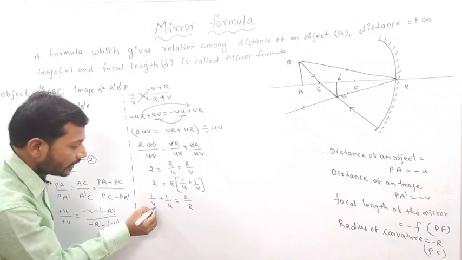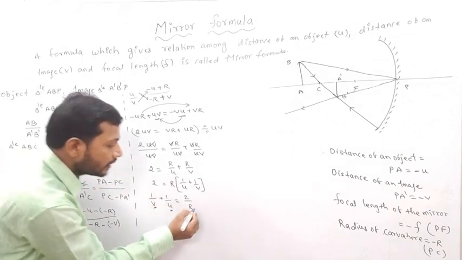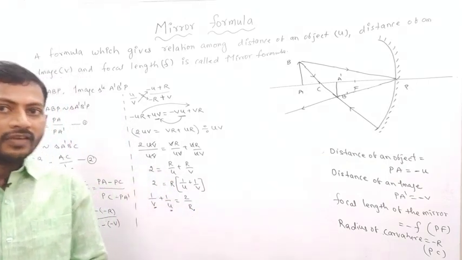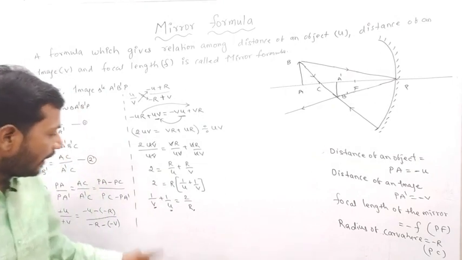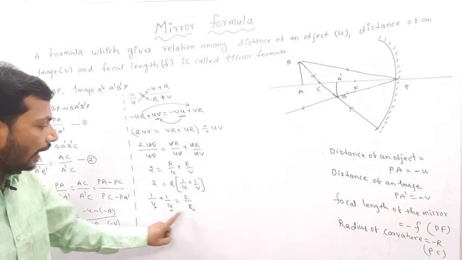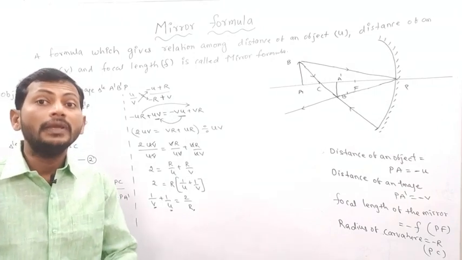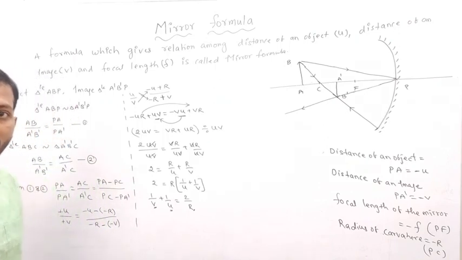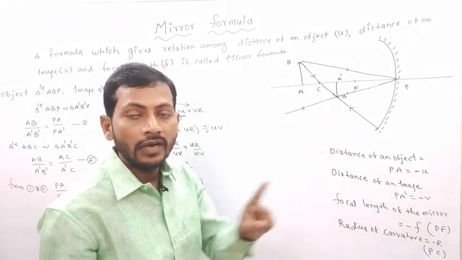Now V is the distance of image, U is the distance of object, R is the radius of curvature. So this formula gives the relation among U, V and R. That's why this formula is called the mirror formula. I hope you understood very well. Again, just within 1-2 minutes I will revise for you. Which triangles have I taken?